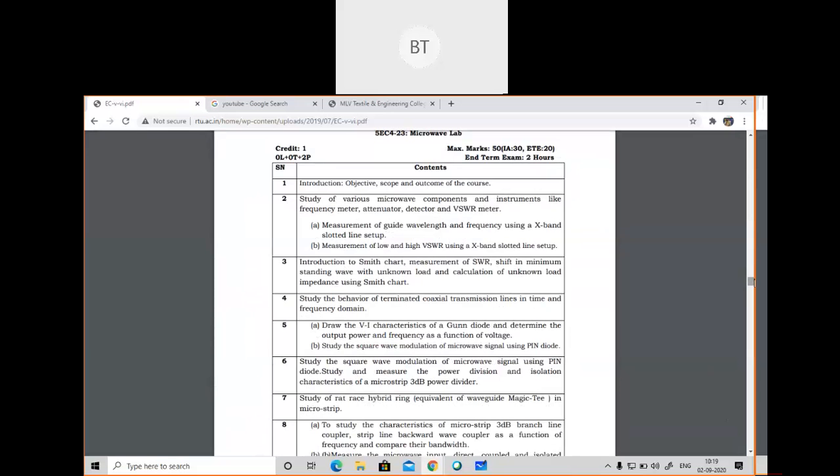I've told you that the Smith chart is very important. In microwave also they ask about the Smith chart, and in EMFT you have also studied it. The first three experiments are based on the Smith chart only. On Friday we'll conduct the lab schedule, and please bring a Smith chart.